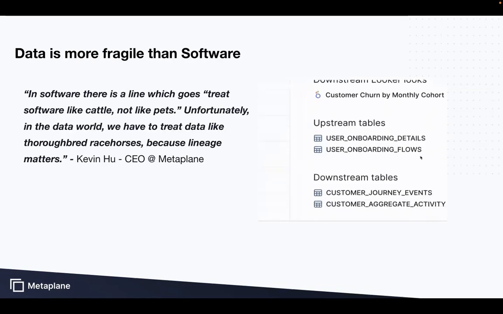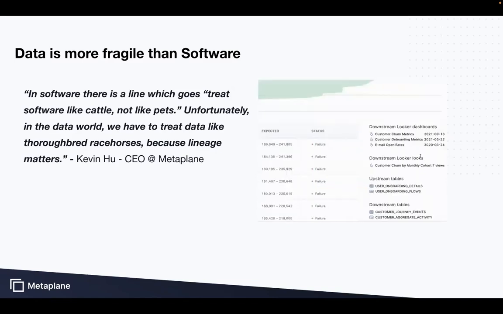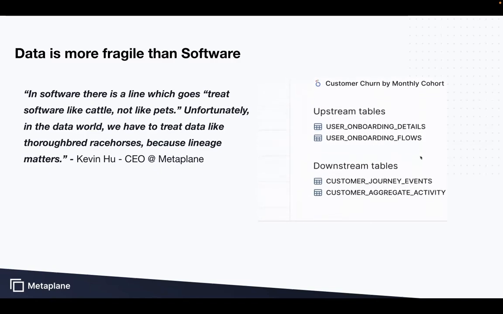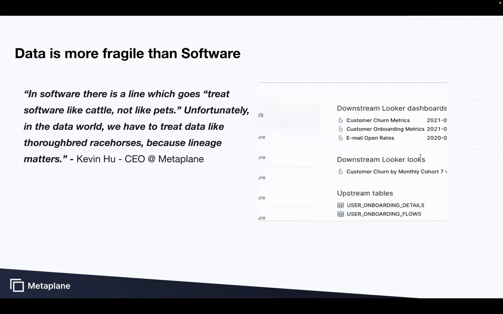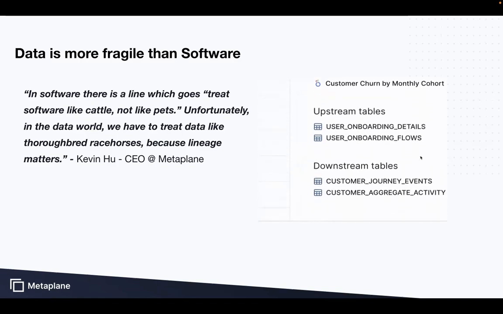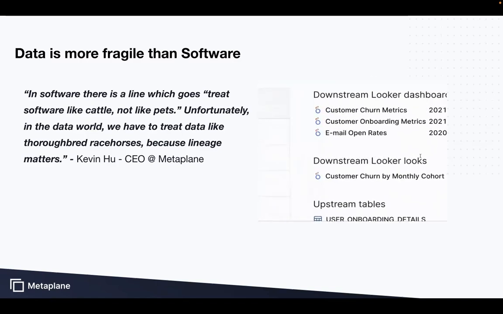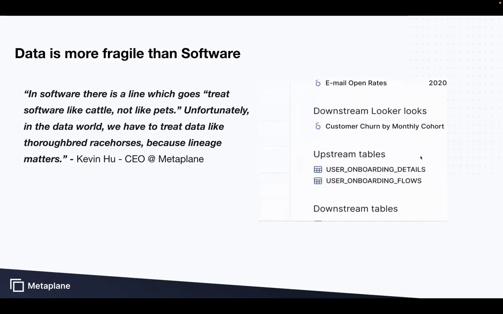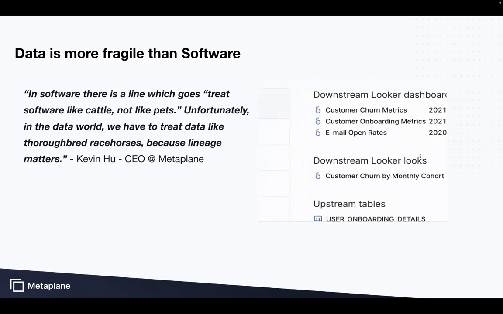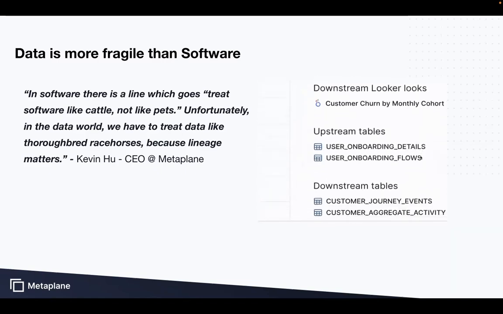So, a quote from Kevin, who's our CEO: in software, there's a line which goes, treat software like cattle, not like pets. Unfortunately, in the data world, we have to treat data like thoroughbred racehorses because lineage matters. And that's so true. I could almost say, from an English mindset, you could treat data like sheep. They want to kill themselves 3 times over. So it's that kind of thinking.